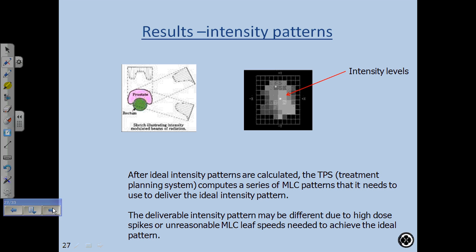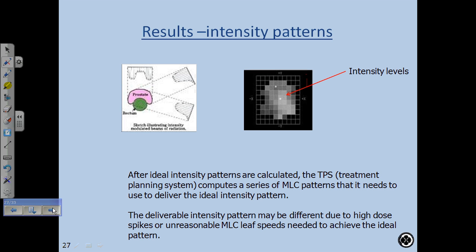Intensity patterns, let's see. Okay, so then this is the next step. After the optimizer is done, it determines the ideal fluence, and then the next step is the MLC patterns have to be calculated. The deliverable intensity patterns may be different due to high dose spikes or unreasonable MLC speeds. What that means is that the optimizer has calculated an ideal fluence, but can your MLC actually deliver that?